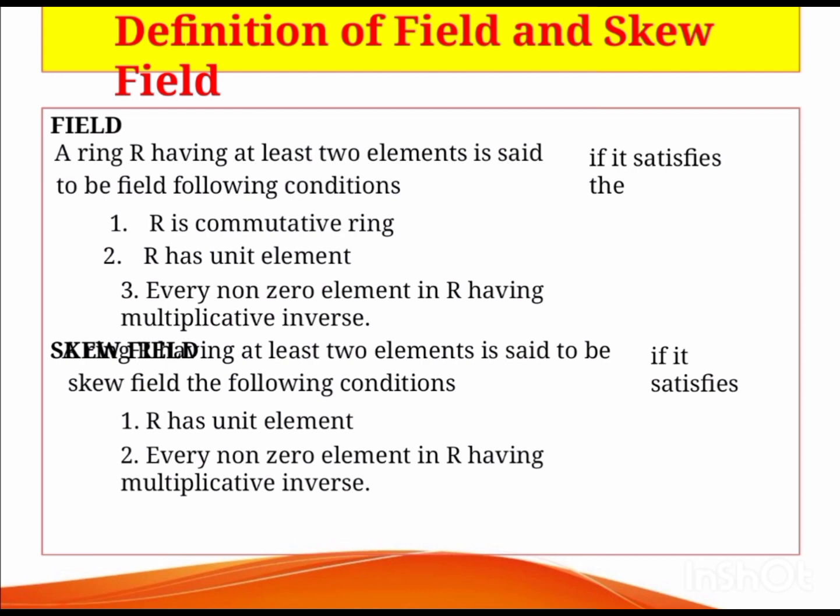Next, skew field. A skew field means a ring R having at least two elements is said to be a skew field if it satisfies the following conditions. First one, R has a unit element. Second one, every non-zero element in R has a multiplicative inverse. So in every definition, whether integral domain, field, skew field, or zero divisors, first of all it should be a ring itself. After that, it should satisfy some more conditions.